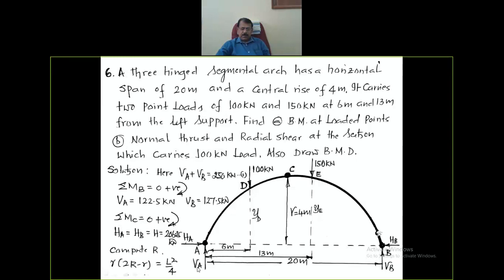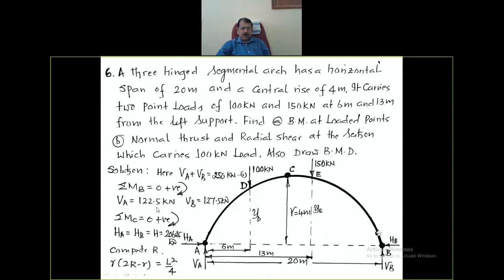Call the reactions at the point A as usual VA, HA. Similarly, the reactions at the point B, VB, HB. Now solve this problem for calculating the reactions by using laws of statics, namely sigma V is equal to 0. That is VA plus VB is equal to 250 kilonewton. Call that equation 1. Write down moment about the point B, sigma MB is equal to 0, treating clockwise as positive. Compute VA and VB.